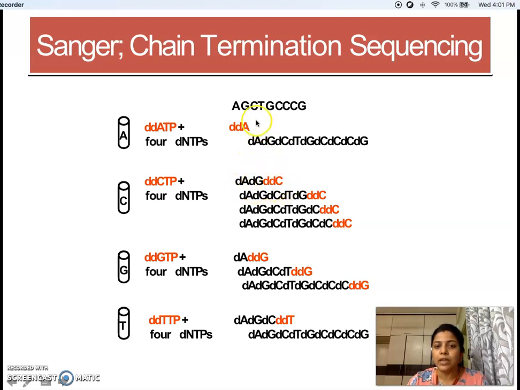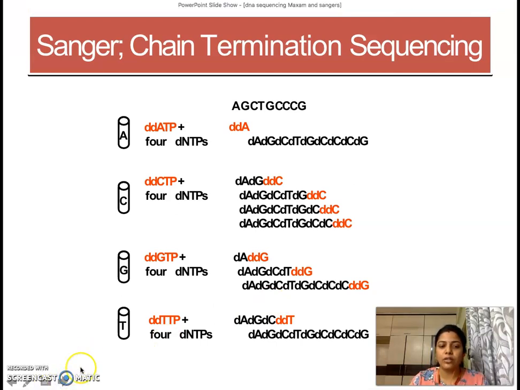So here you can see that the C has to be added at this particular position, this or this. Now there would be 4 possibilities in that case. Some of the templates will be adding the ddCTP at this position, so it will get terminated here, and only a small fragment would be formed. Now it may happen in some of the templates that it gets terminated at this, some at this, and some at this. This is how different lengths of fragments would be formed depending upon at which position a ddNTP is getting inserted.